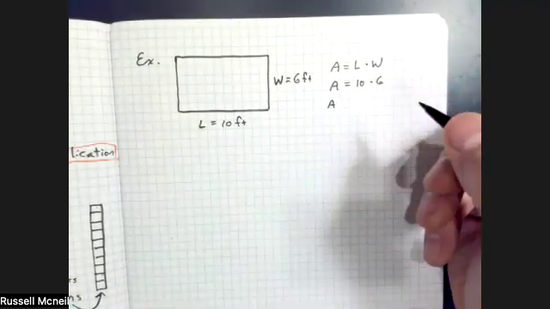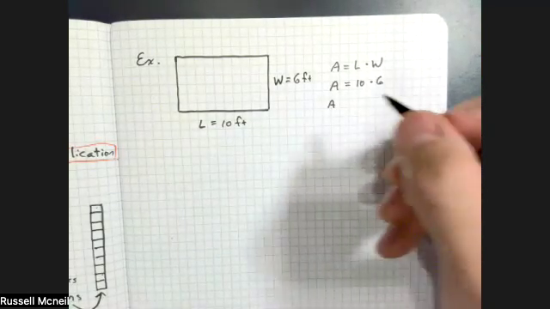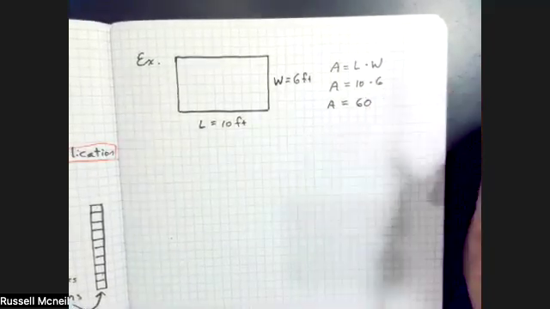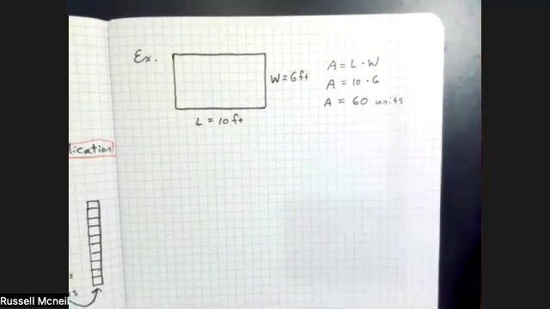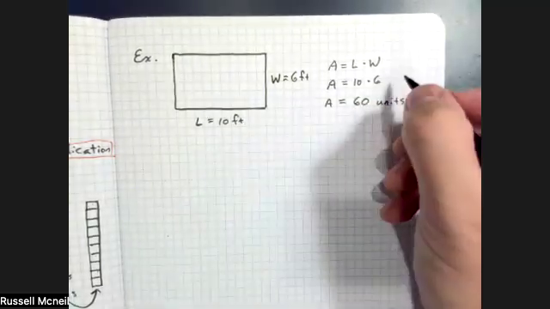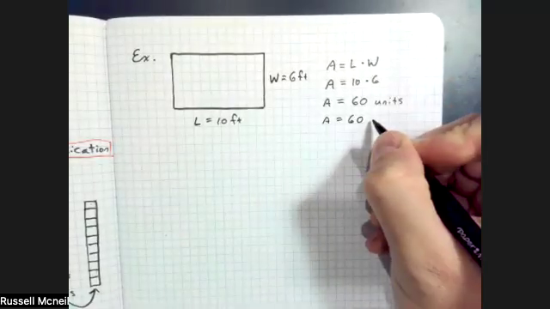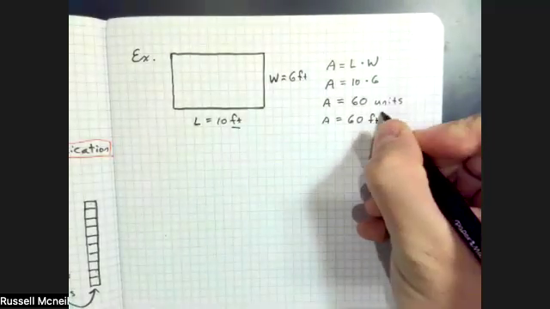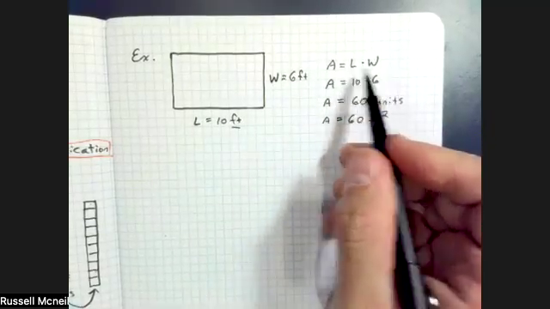And we can come down further. Ten times 6 is 60 units. Each one of these is a unit of 1, so 60 units. And we gave it the label of feet, so we would say feet squared. Remember, we're doing that 2 because we're multiplying two things, length and width.